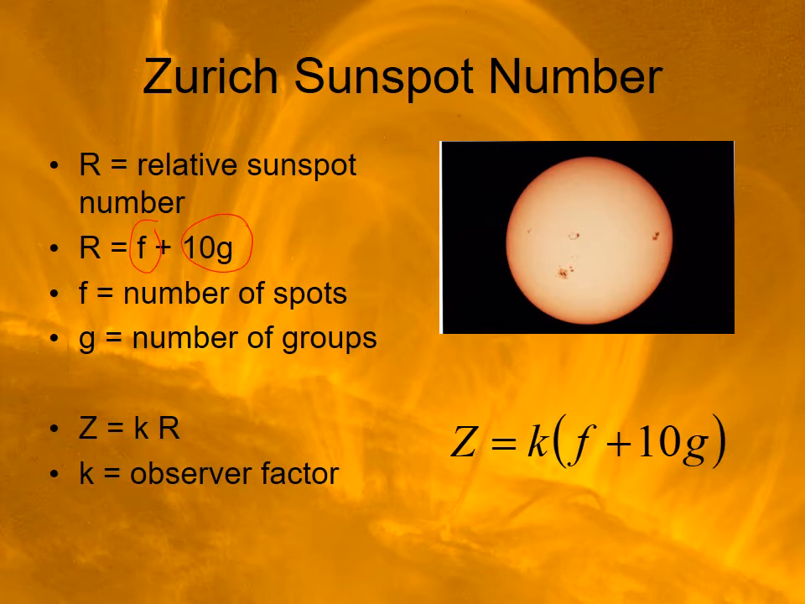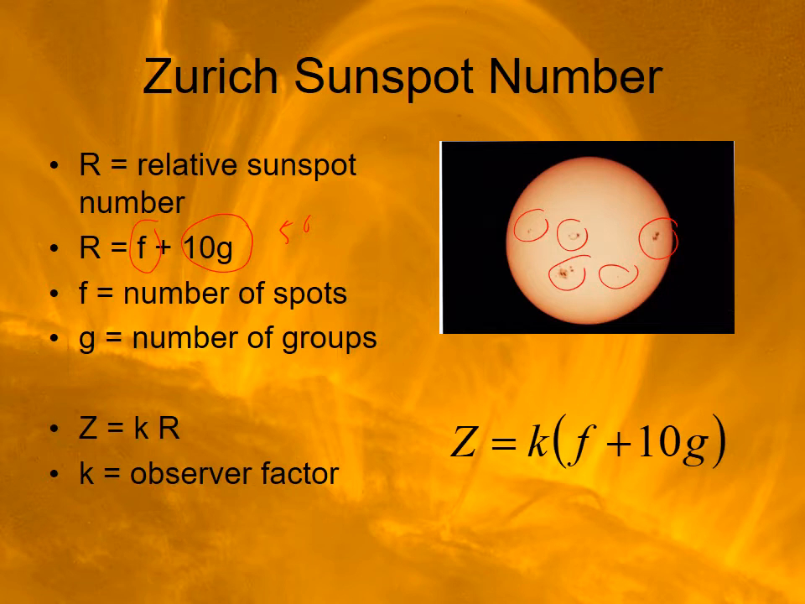So in the image over here, you see there's lots of individual spots, some of them very small, but there's several groups of spots. And so what you would do is count how many groups there are. There's a little group right there too. So you have groups of spots. So 1, 2, 3, 4, 5 groups. And then that would be 50. And then you count the number of spots and add to 50. Now that's the relative sunspot number.